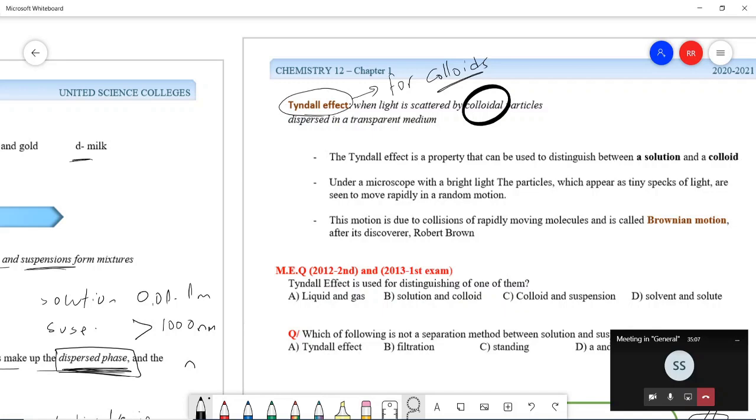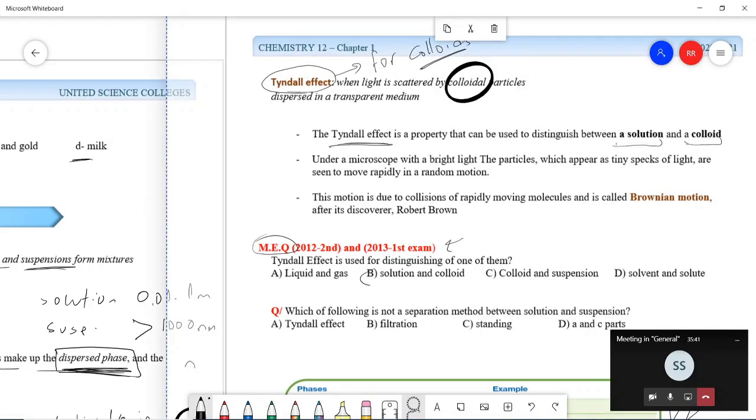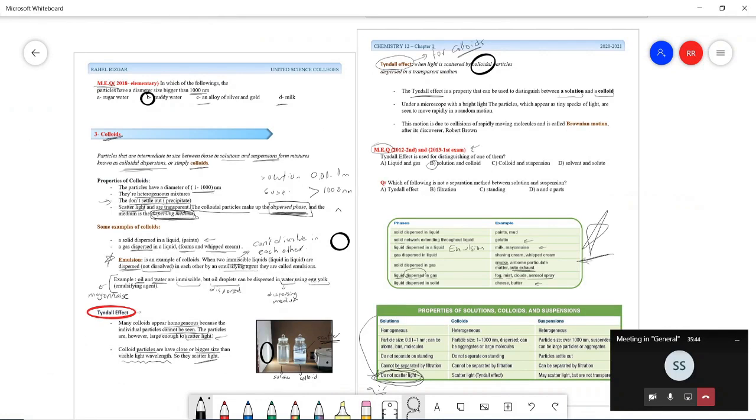So if it says, what is Tyndall effect used for? Tyndall effect is used for distinguishing between a solution and a colloid. I think I have seen this question. I have seen this question like 3 times. I have written 2 times here. I think I've seen it another time as well. So Tyndall effect is used to distinguish which one of the followings. Of course, you have to look at here, solution and colloid. So the answer is B. All right, the answer is B.